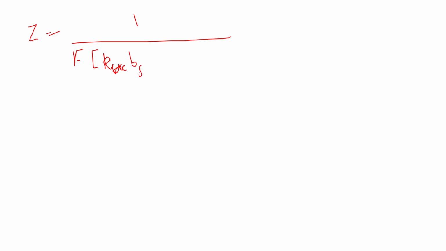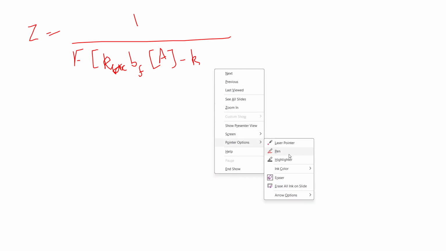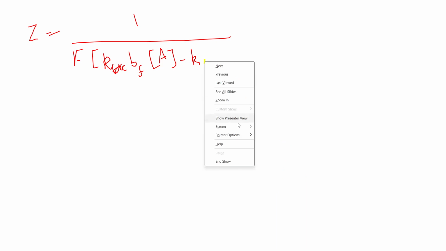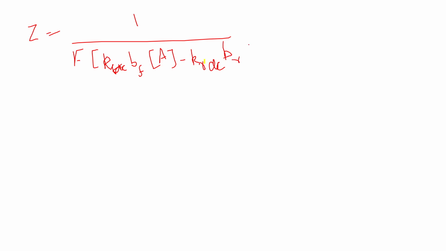BF into concentration of A minus KRDC BR concentration of B. So we get the total equation. Any doubt, anyone?